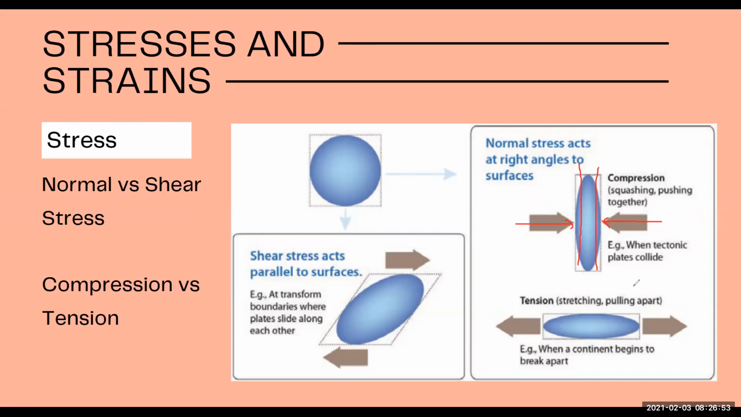So, eto daw usually compression is observed when tectonic plates collide, or yung mga tinatawag nating collision plate boundaries. 'Pag tension naman, ito yung stretching. So, opposite directions yung ating stresses, opposite direction sila, and mas nagfi-thin down yung middle natin. So, mas manipis yung middle natin. When a continent begins to break apart, or yung divergent plate boundaries. Etong shear stress naman, parallel nga siya sa surface. So, parallel to the surface, kung papansin nyo. Usually daw, it happens at transform plate boundaries. Okay, so yung pag-slide ng mga plates na yun. Okay?